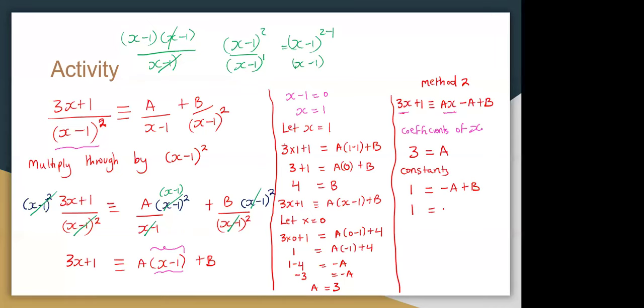So I'll say 1 is equal to negative 3 plus b. When I take the negative 3 to this side, 1 plus 3 equals b, and I have 4 equals b. That is the second approach in case that's what you want to use. At the end of the day, all approaches give you the same answer, but always use the one that is easy for you. But all of them will give you the same answer.